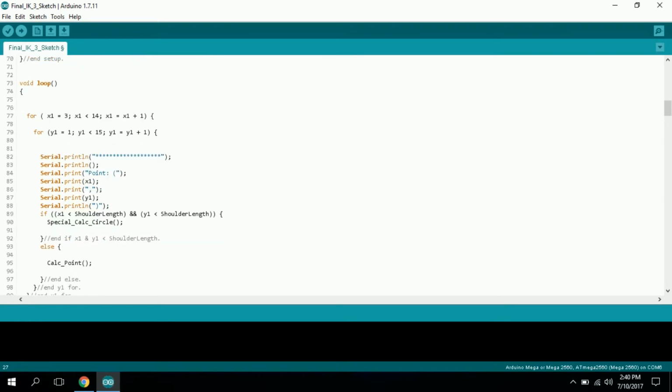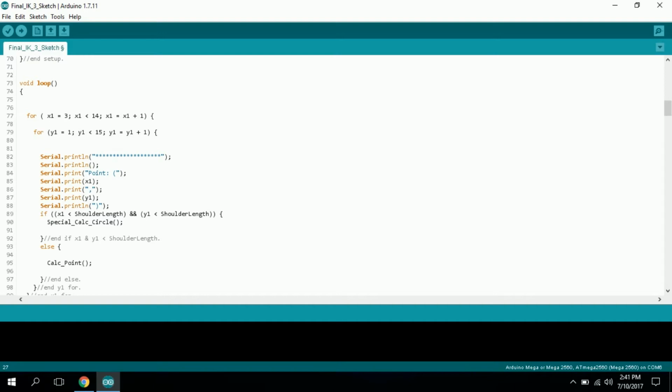Here we are in the loop, and I'm basically looping from 3 to 13 for the x value, and the y value here will go from 1 to 14. And so I'm just going to do the points. x is 3, y is 1; 3, 2; 3, 3; 3, 4; 3, 5; all the way up to 3, 14, like it showed in the video. And then I do it for 4.